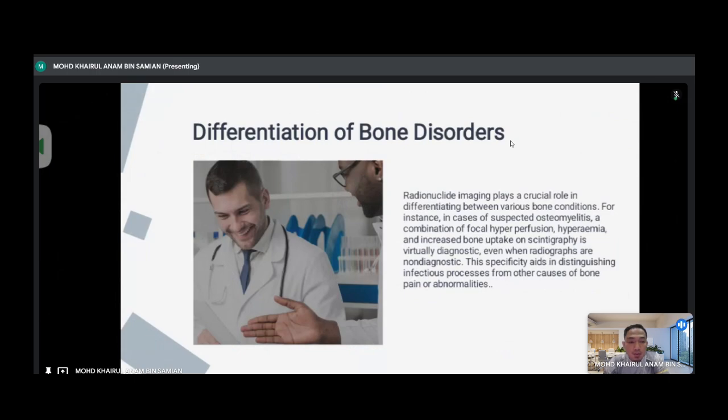Radionuclide imaging plays a crucial role in differentiating between various bone conditions. For instance, in case of suspected osteomyelitis, a combination of focal hyperfusion, hyperemia, and increased bone uptake on scintigraphy is virtually diagnostic, even when radiographs are non-diagnostic. This specificity aids in distinguishing infectious process from other causes of bone pain or abnormalities.